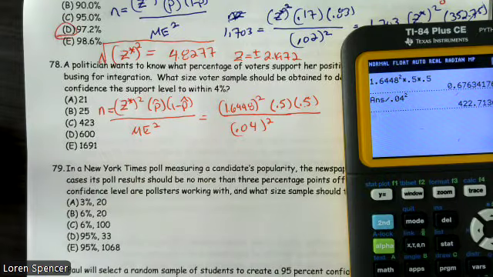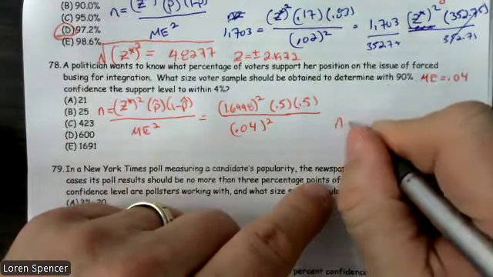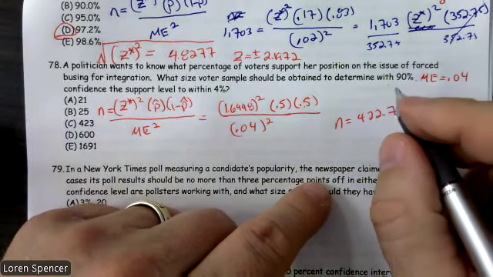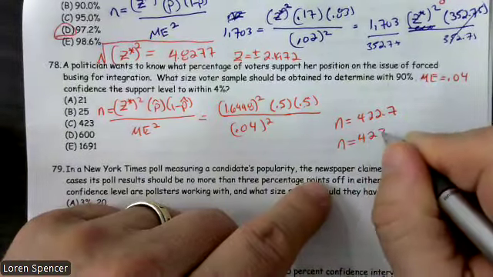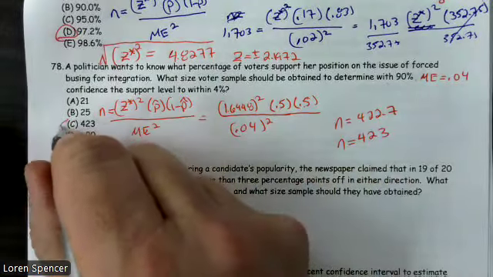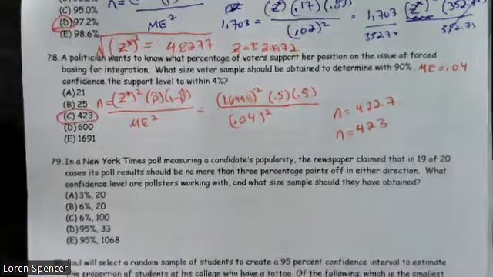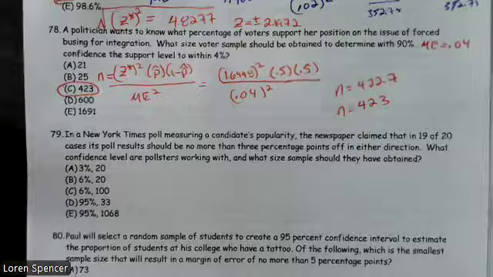And we end up with 422.1 or 422.7. We always round to a whole number and we always round up. So N is 423. If 422 had been given, that would have been wrong. If you left it as 422.7, that's also wrong. All right. Had this been a free response question.